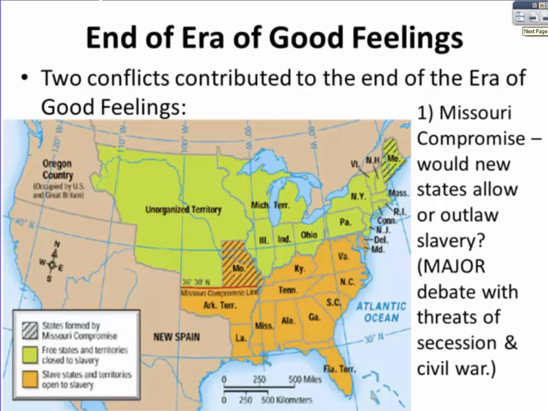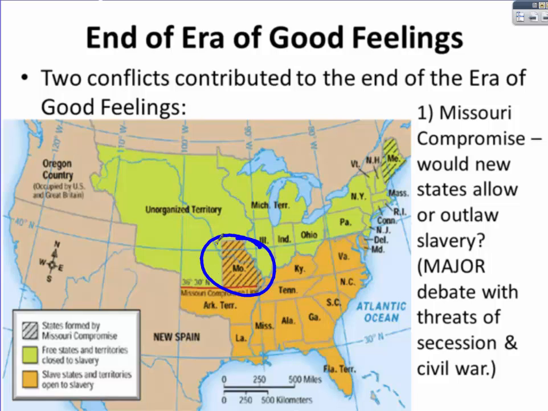Two major conflicts contributed to the end of the era of good feelings. One was the Missouri Compromise. Would new states be allowing or outlawing slavery? This is a major debate, and there were many threats of secession and eventually civil war. What the Missouri Compromise did to maintain the balance of power in the Senate so that slave states and free states had the same number of representatives in the Senate was they allowed Missouri to enter as a slave state.